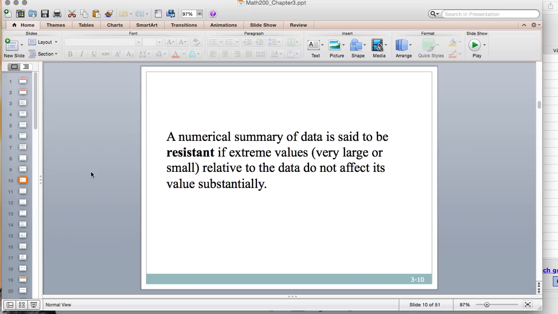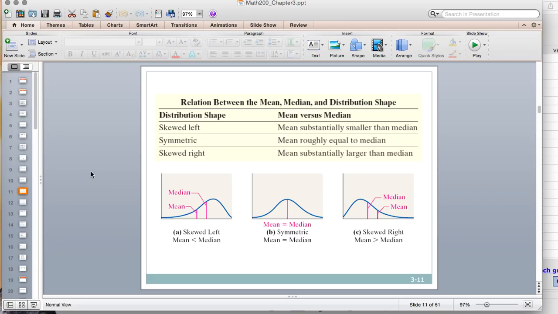Now, we say that a numerical summary of data is resistant if extreme values, meaning really large or really small relative to the data that you're talking about, don't actually affect the value substantially, okay? And we'll talk about what this means in practice in a little bit more detail in a few slides. But right now I want to just talk about skew.